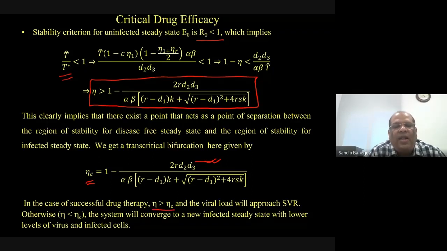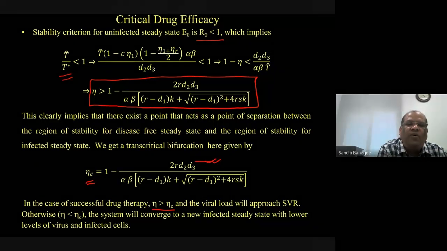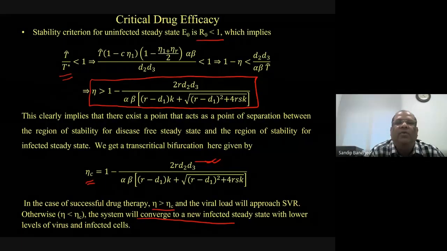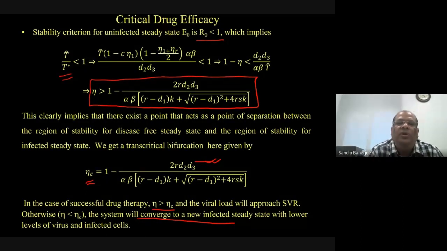If eta is greater than eta C, then your viral load will be stable, and you will approach a value where you will be clinically cured. And if eta is less than the critical value, then your system will be stable, but it will converge to a new steady state, which will be lower than the previous steady state. But you still will have the virus inside your body. So here, the application of this transcritical bifurcation has been used, and it is explained in a biological manner in the context of the problem. That's how a dynamical system is used in a mathematical model like this.